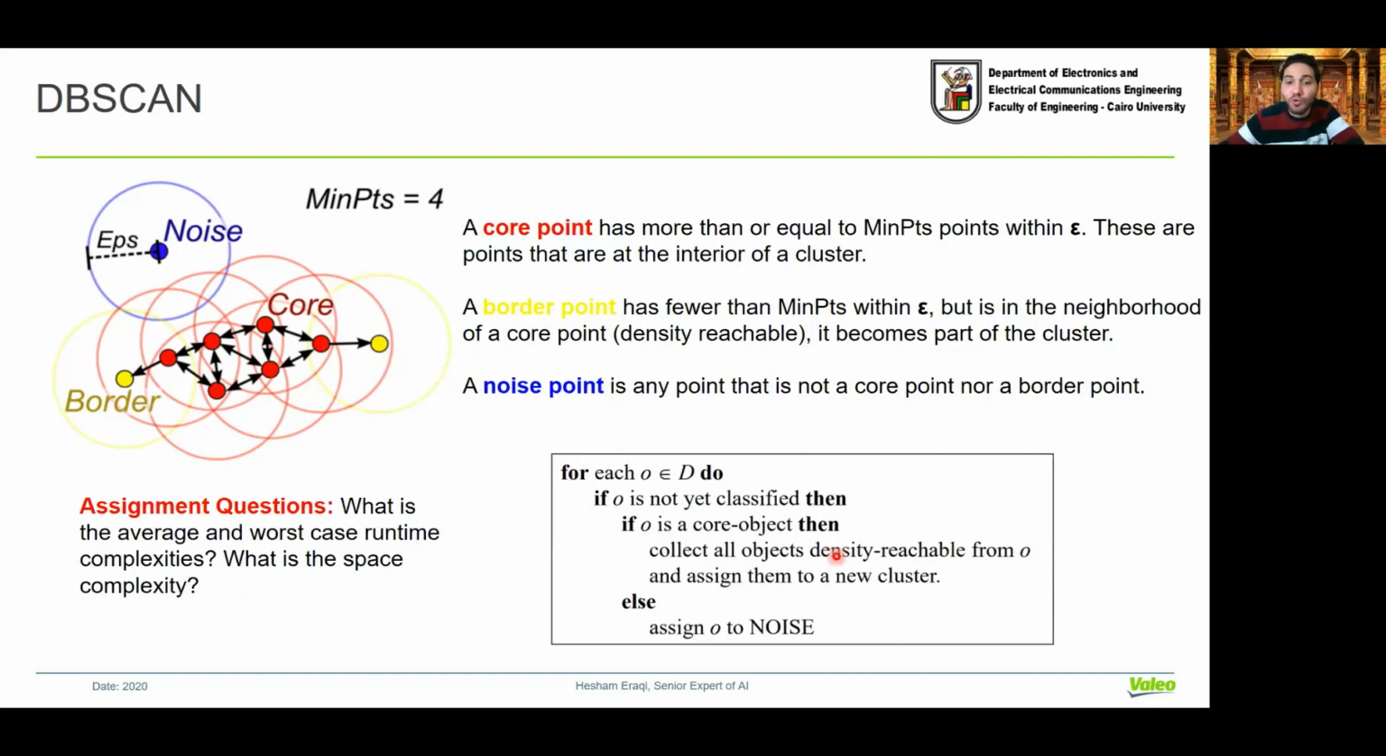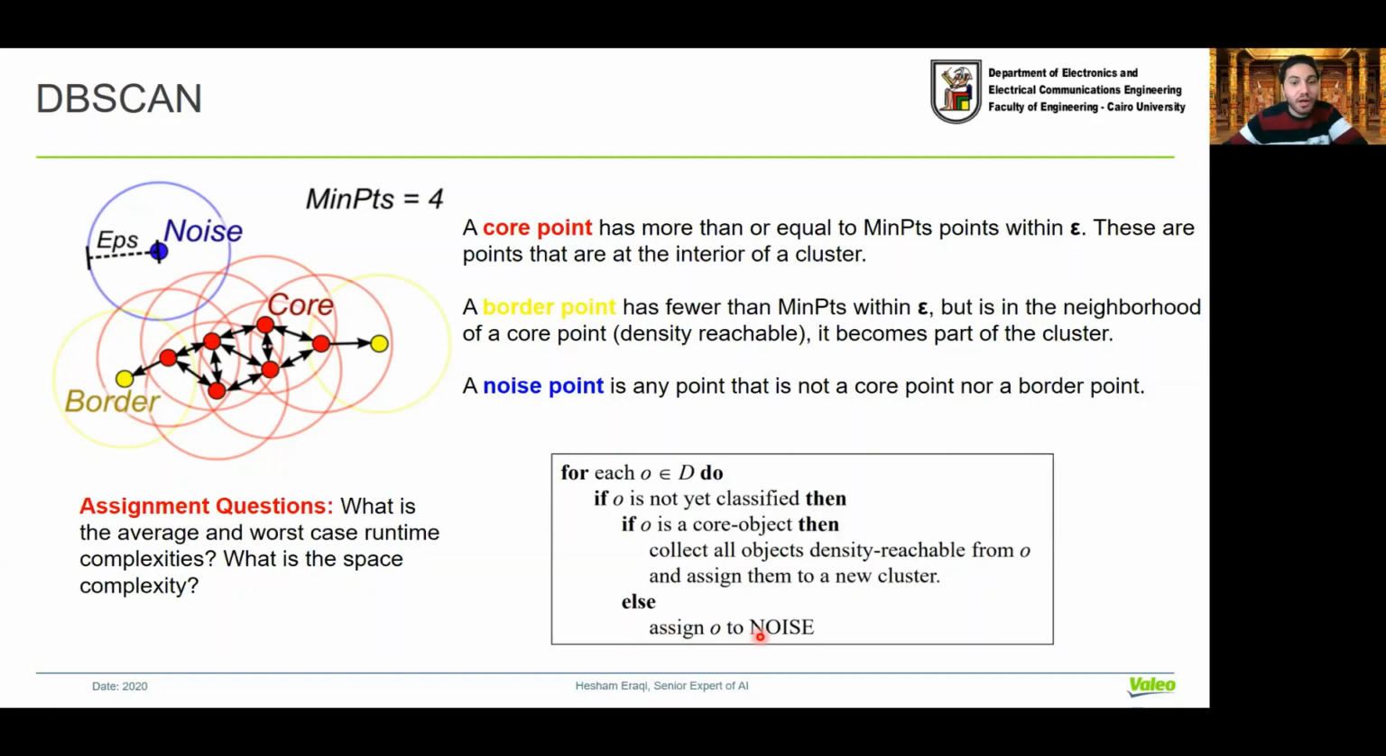And this is the pseudocode for the DBSCAN algorithm. So it iterates over all of your data points, whatever the data structure you used to store them. And for each point that is not yet classified, it classifies it, okay? So for each point O belonging to your data, if O is not yet classified, if O is a core point, let's collect all the points that are density reachable from it and assign them to a new cluster. Okay? If O is not a core point, it will be assigned as noise.